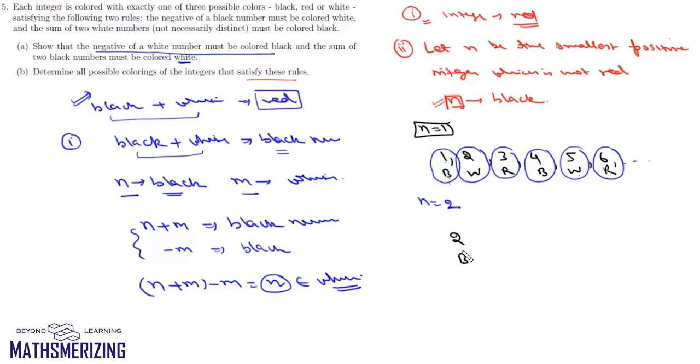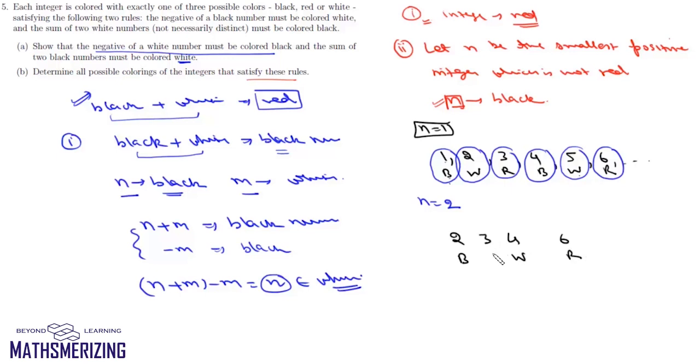Now we know that 2 plus 2 will be 4. So if 2 is black, then 4 is white. Now if 2 is black and 4 is white, then in that case 6 will be red.